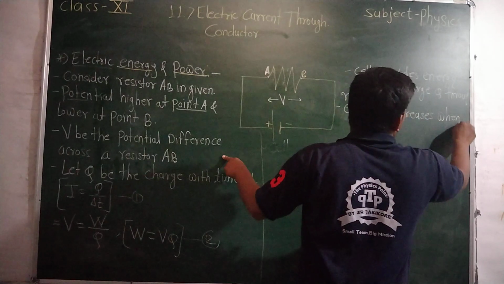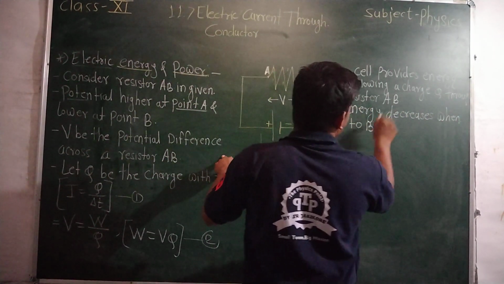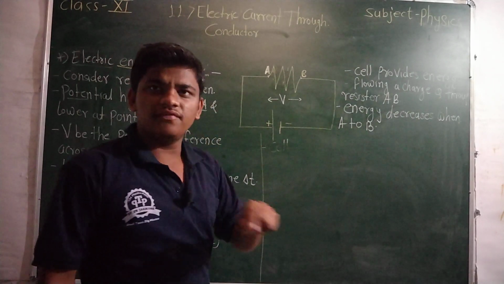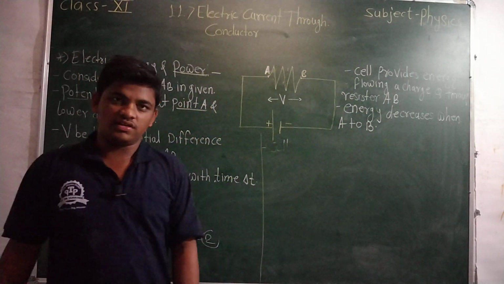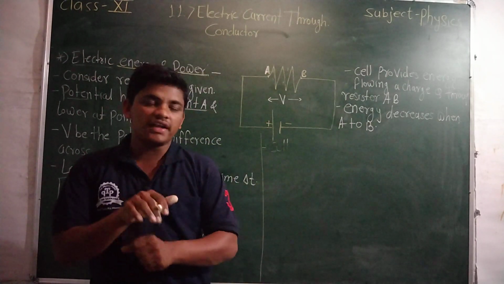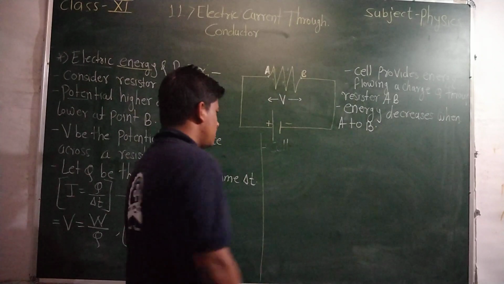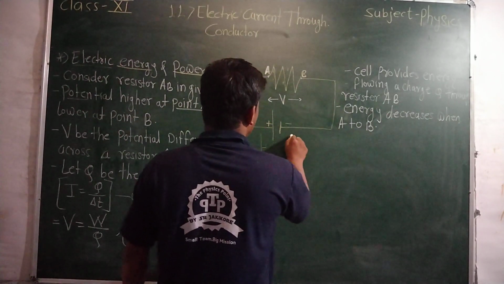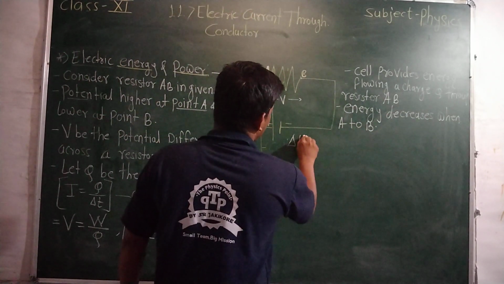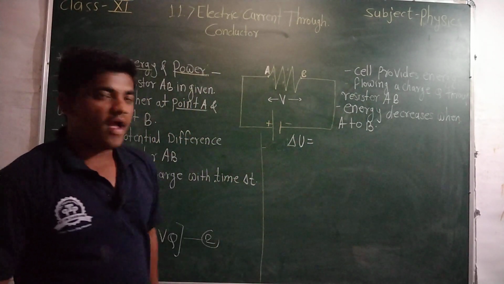When charges flow from A to B, the potential difference also decreases. From higher potential to lower potential, the potential decreases, and energy also decreases. And we write the change in energy, one of the formulas, denoted as U. Change in energy is equal to the final energy minus the initial energy.